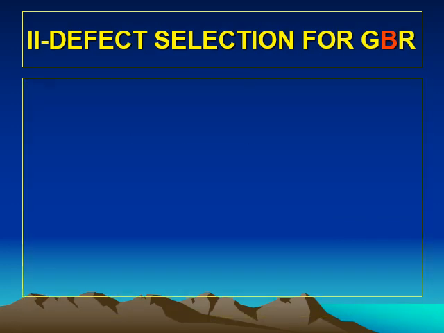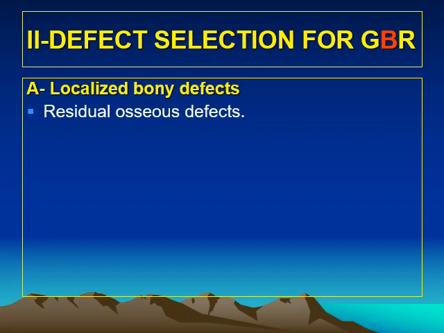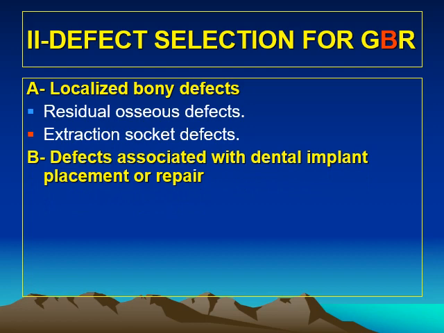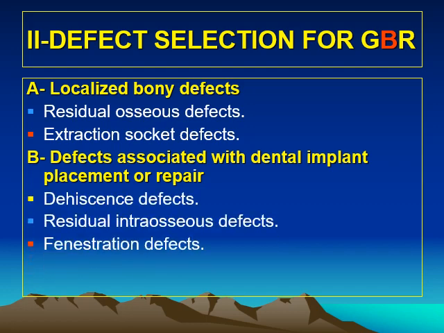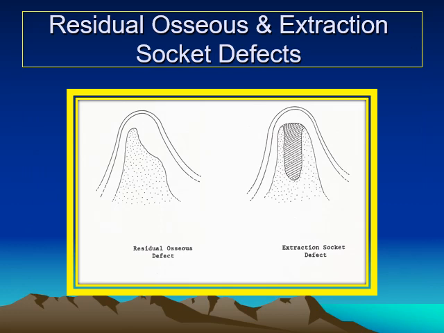For guided bone regeneration, we select the localized bony defects such as a residual osseous defect or extraction socket defects, and the defects which are associated with dental implant placement or repair, such as dehiscence defects, residual intraosseous defects, fenestration defects, and fresh extraction socket. This is a diagram representing the residual osseous defects and an extraction socket defect.